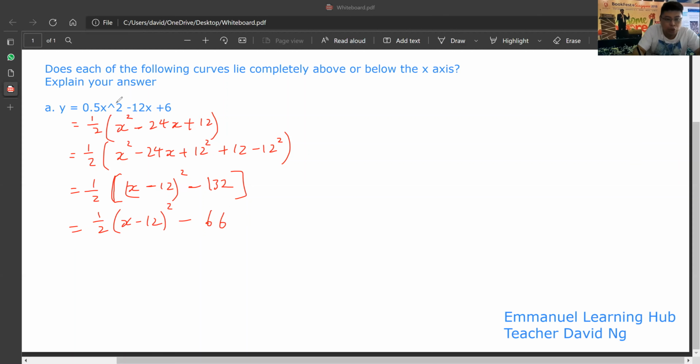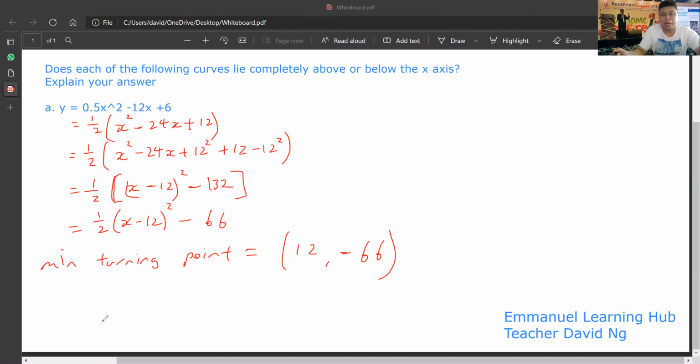So this is U shape, right? Positive x squared, so U shape. So it's a minimum turning point. The minimum turning point is 12, negative 66. That's a minimum turning point.